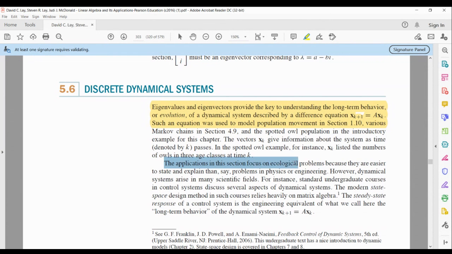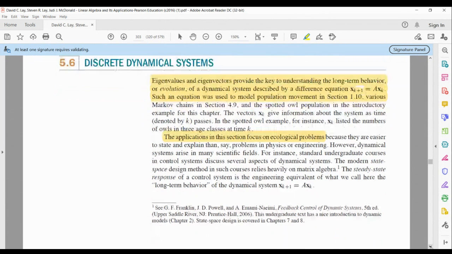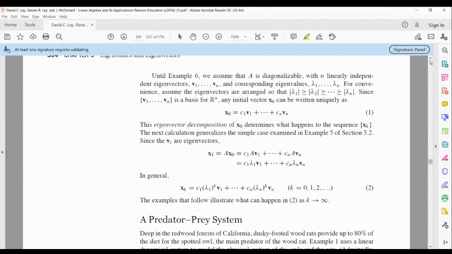Like they say here, the applications in this section focus on ecological problems because they're easier to state and explain than, say, problems in physics or engineering. And that's fine. You can apply this on your own to physics and engineering. Dynamical systems arise in many scientific fields, and it is really a truly amazing idea. So let's refresh ourselves on a little bit of theory that you learned already.